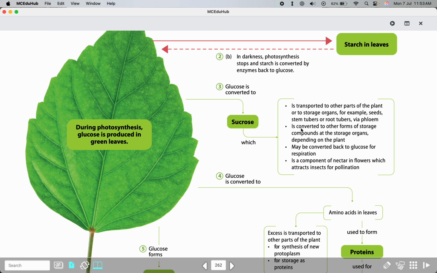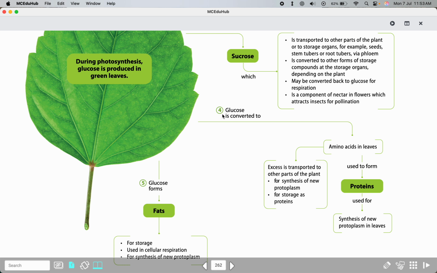Okay, next, sucrose can be converted into other forms of storage compounds at the storage organ depending on the plant. For example, sucrose can be converted into starch also in maybe tapioca, potato, etc. And sucrose can also be converted back into glucose for respiration. And sucrose is a component in nectar in flowers which attracts insects for pollination, right? So the plant actually releases some of this nectar, smells sweet, right? It releases the scent, and then the pollinators will come to the plant and help to do sexual reproduction for the plant.